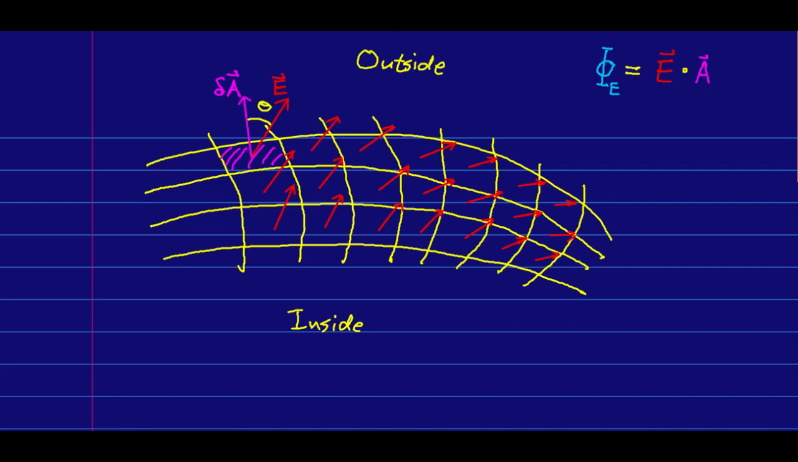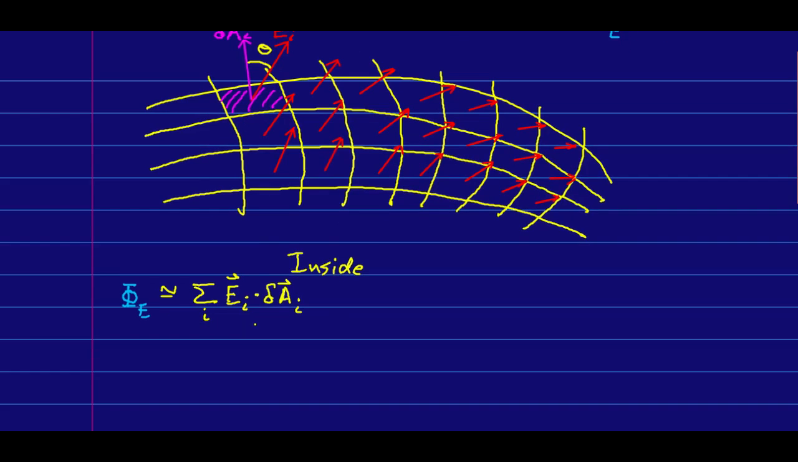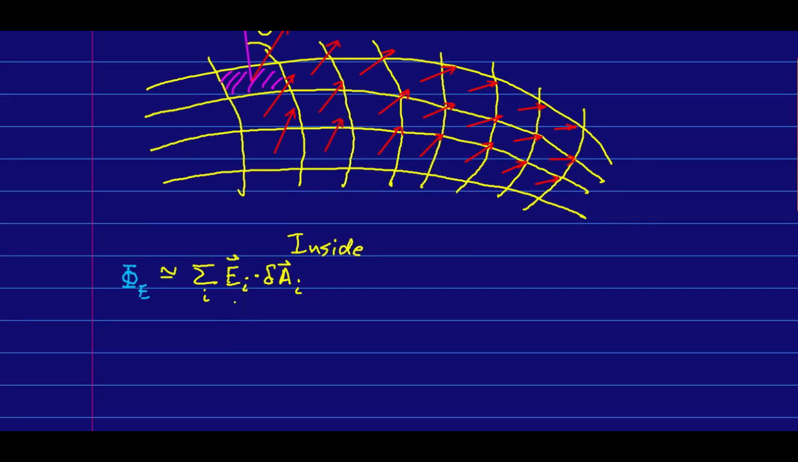And so now I can say this is the ith chunk, so I'll call this delta A_i, and the E field through it is what I'll call E sub i. And so I can now simply say that the total flux through this surface is going to be approximately, because these are not really flat faces, a sum over all of the chunks, E dot delta A.